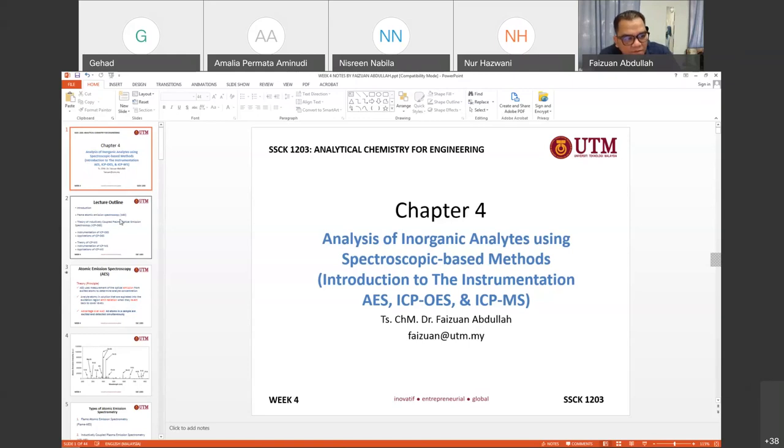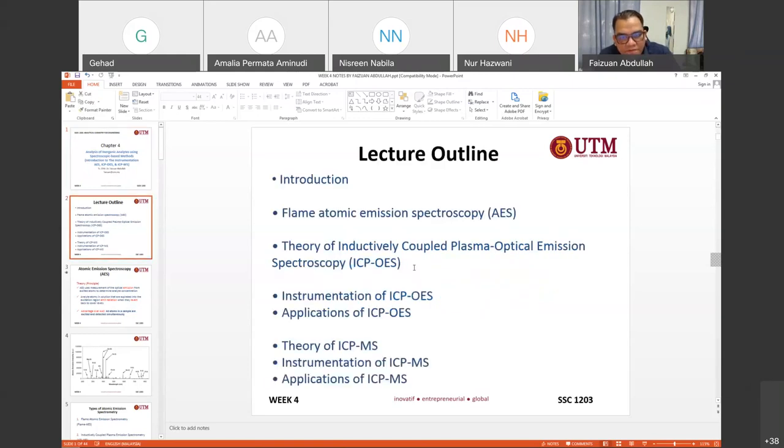For the lecture outline, I will first introduce the methods, and then we will learn about flame atomic emission spectroscopy, AES, the theory of inductively coupled plasma optical emission spectroscopy, ICP-OES, and then instrumentation of ICP-OES, and application of ICP-OES. Then we learn about the theory of inductively coupled plasma mass spectrometry, ICP-MS, and then instrumentation and application of ICP-MS.